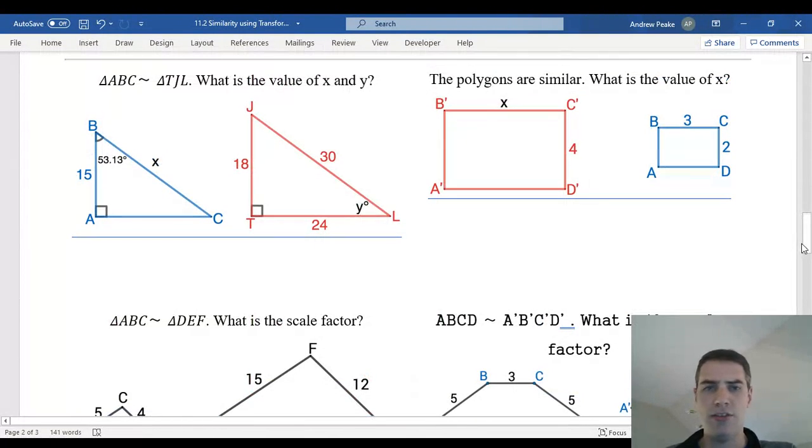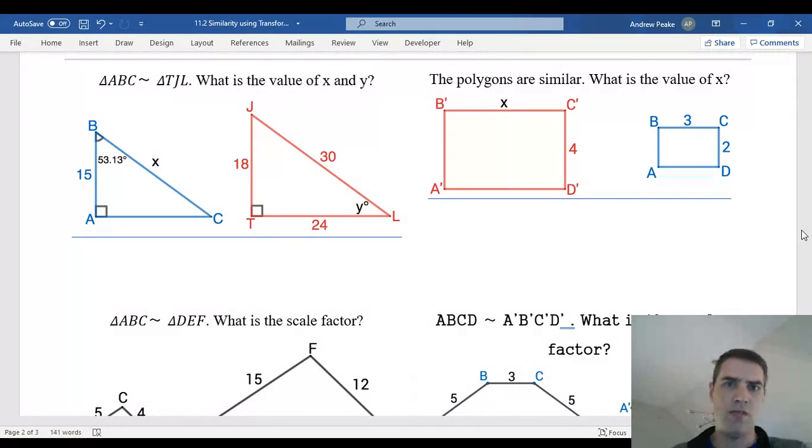Next one, let's see. What is the value of x and y? So I'm going to stop there and come back to it because I have a class coming up. So, to be continued.